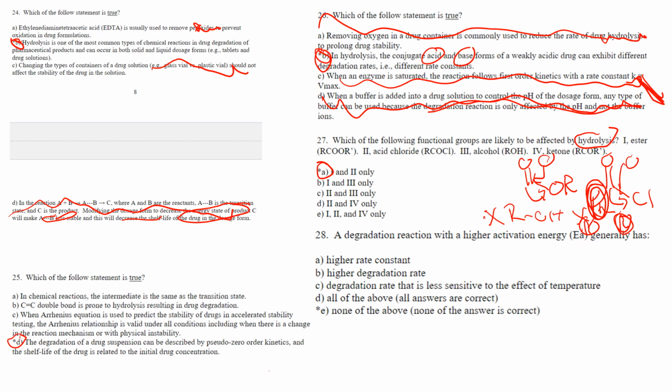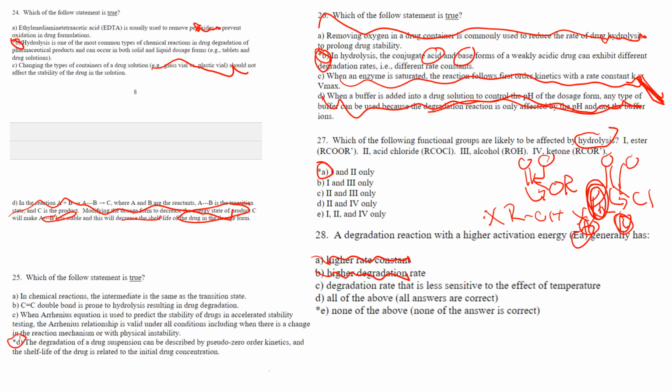This last one, higher activation energy, does not have a higher rate constant usually. Usually it's a lower rate constant because more energy means there's normally like a higher temperature threshold, meaning the reaction will go slower. Higher degradation rate, again, kind of asking the same thing. Since it requires more energy, it won't be as fast.